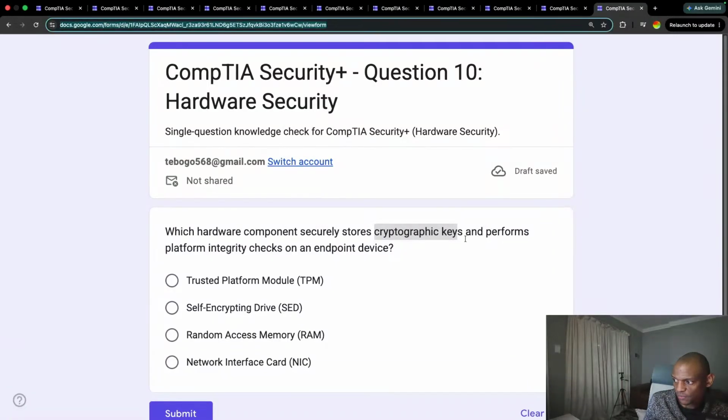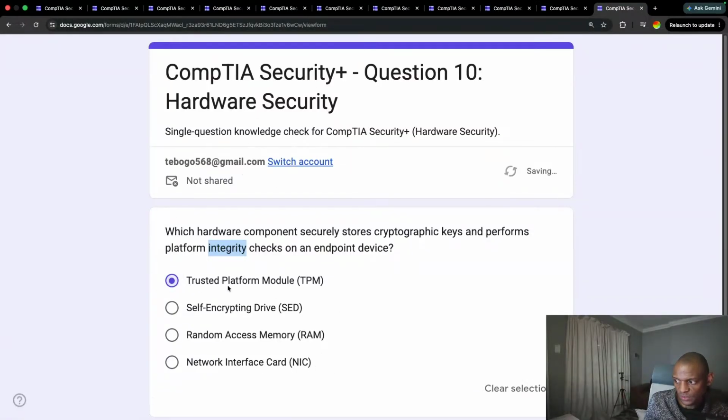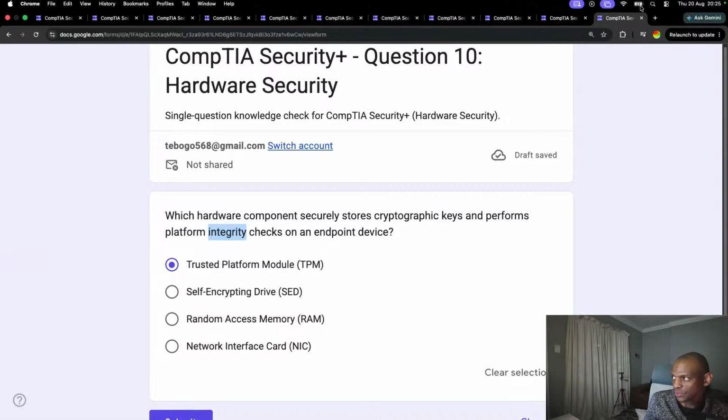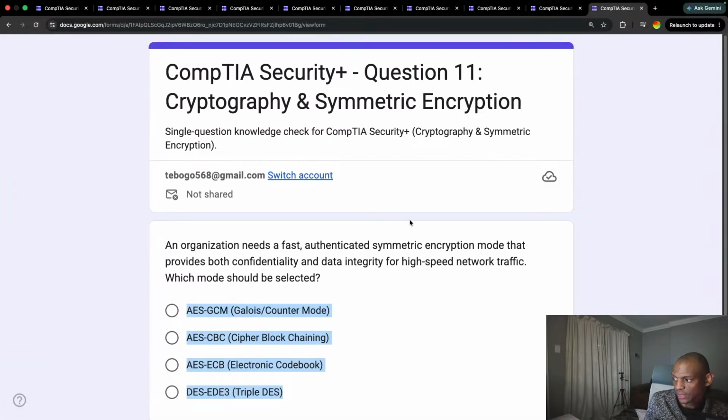And they're saying also it performs platform integrity checks. Now, out of all of these, which one stores cryptographic keys and performs integrity checks? Correct answer is the first one, right? Trusted Platform Module. All of these do not store cryptographic keys. It's the first one that stores the cryptographic keys, right? Okay, so we're going to move on to the next question. All right, here's the next question.